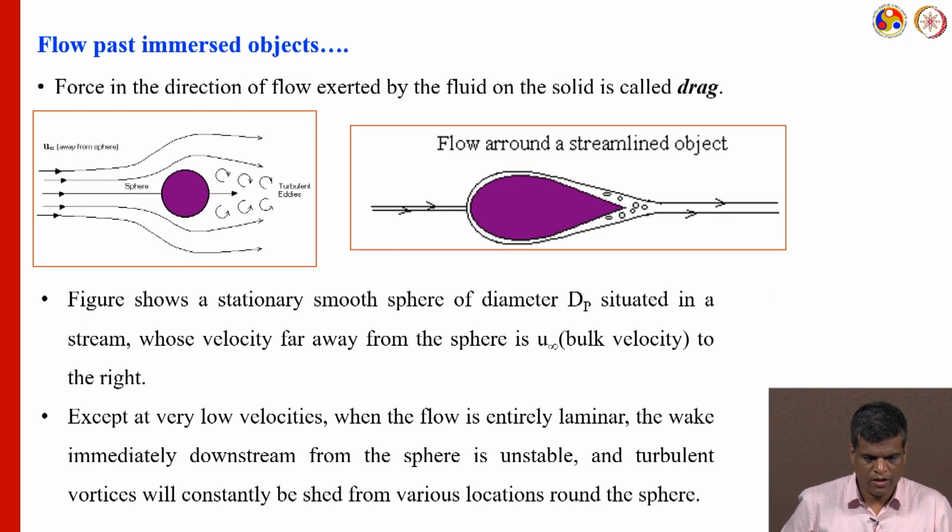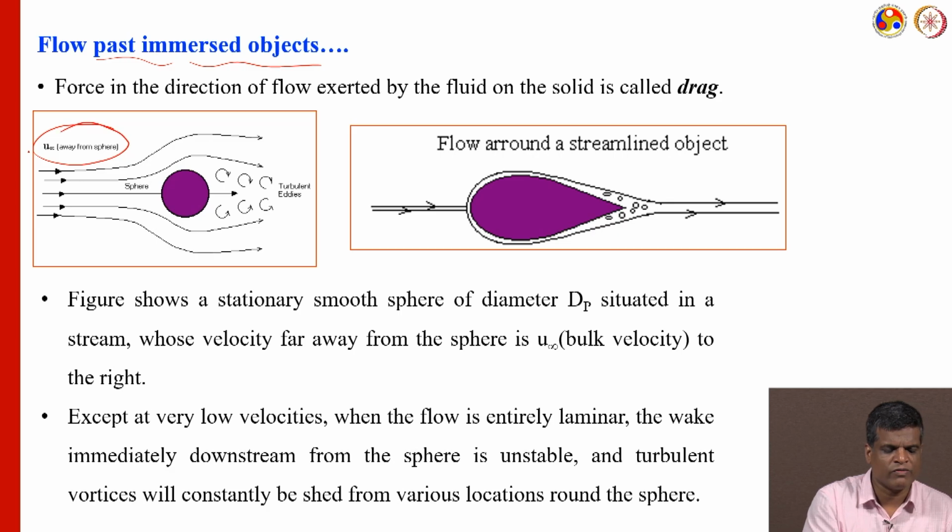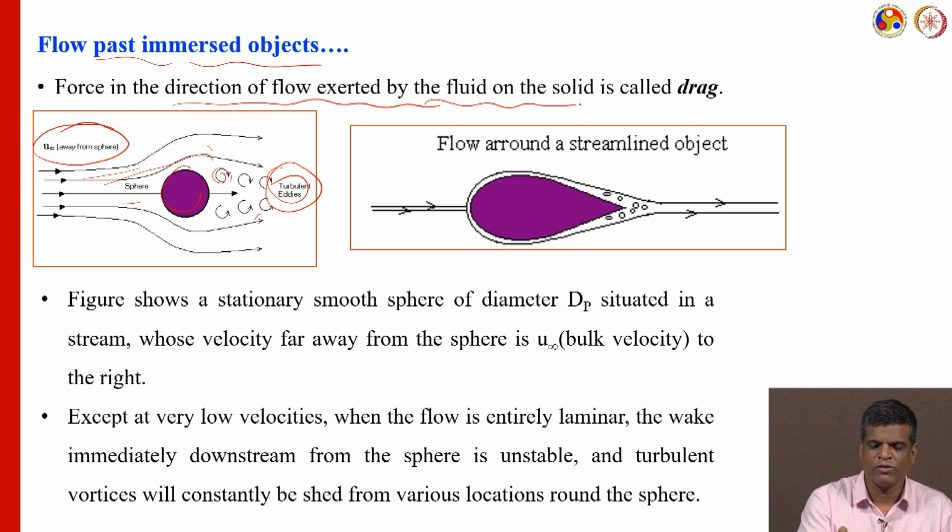Okay. Same way, now the flow past submerged objects. Here, u infinity, we already discussed the velocity, and now we use a sphere. First we used a plate, then what happens with the sphere? Once the flow hits here, turbulent eddies form. Already we discussed that a lot of eddies are here. Once it hits, a lot of eddies form. So that is called drag. The force in the direction of flow exerted by the fluid on the solid is called drag.